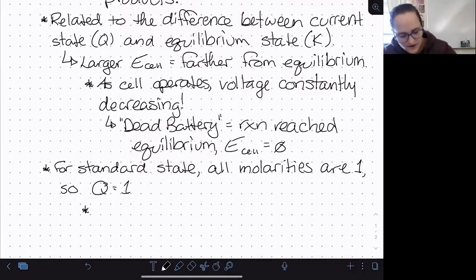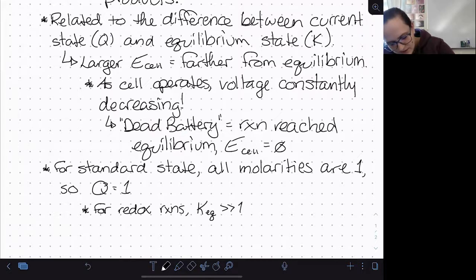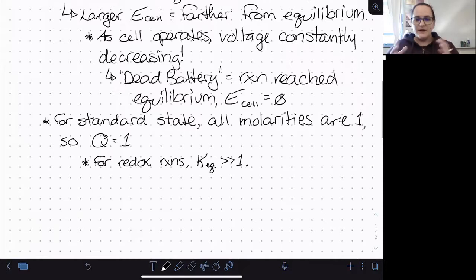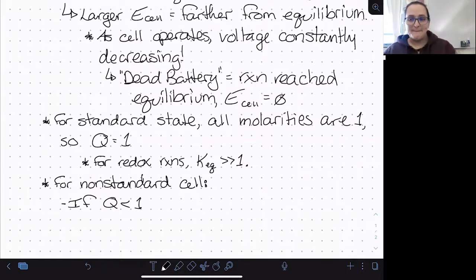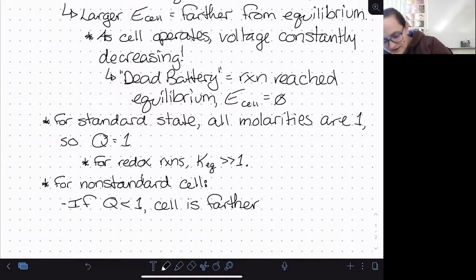For redox reactions, K is generally huge, like really, really huge. So our equilibrium constant is much, much greater than one. So if that's our comparison, K is really, really big, and for the standard state, Q is equal to one. So for a non-standard cell, if Q is less than one, if K is really big and we made Q smaller, we've gotten farther away from equilibrium. So our cell is farther from equilibrium than it would be in the standard state.